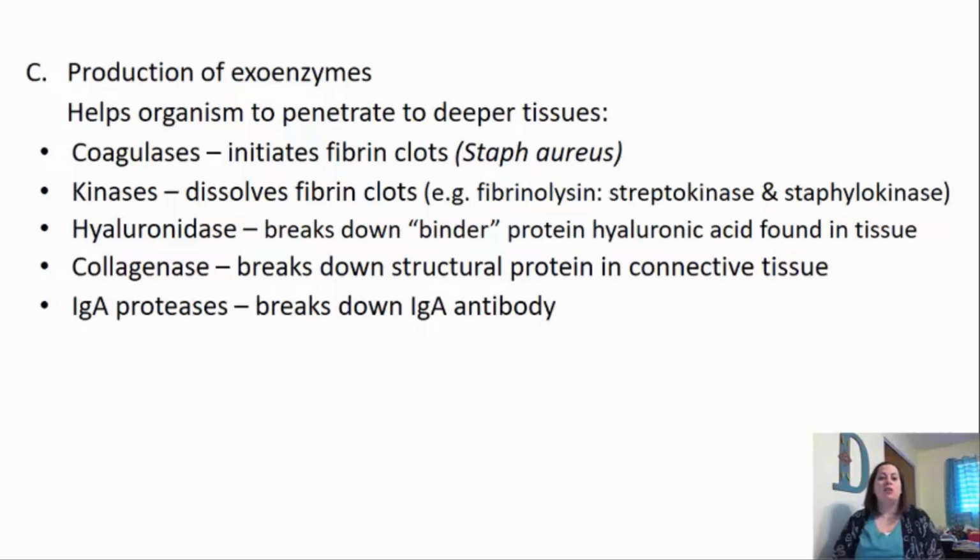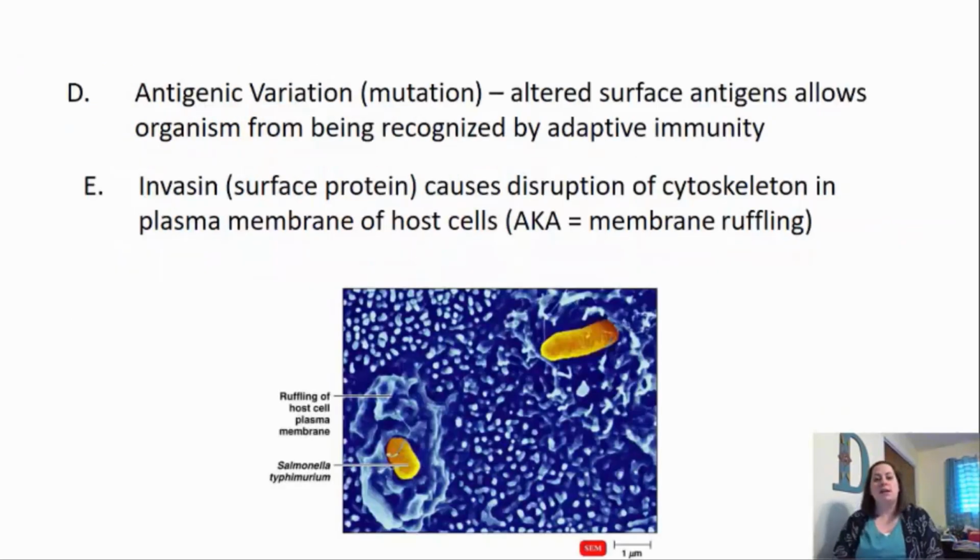We also see collagenase. This is going to break down a structural protein that we call collagen that's in the connective tissue. And we also have IgA proteases. These break down the IgA antibody, which is used by your immune system. We also see that some of them can have what we call antigenic variations or mutations. These are altered surface antigens, which prevent organisms from being recognized by your immunity, specifically your adaptive immunity, where your body should have seen it before, but because they have changed just enough, your body hadn't seen that before.